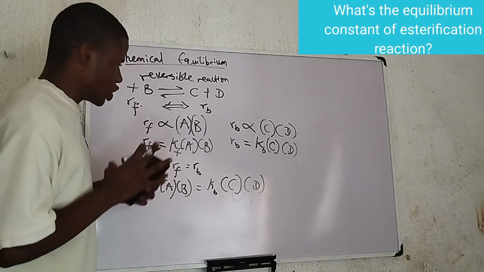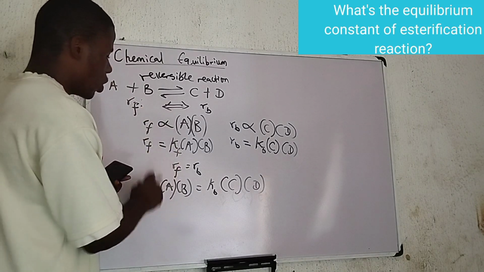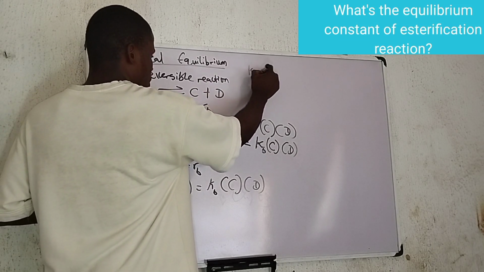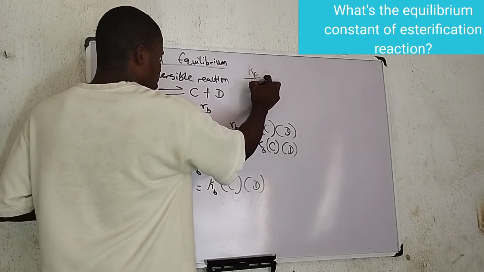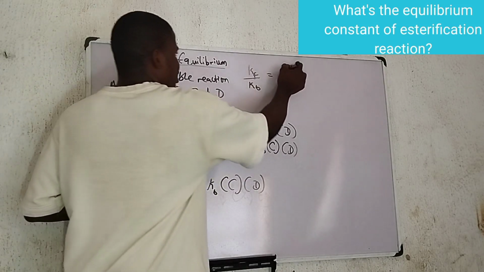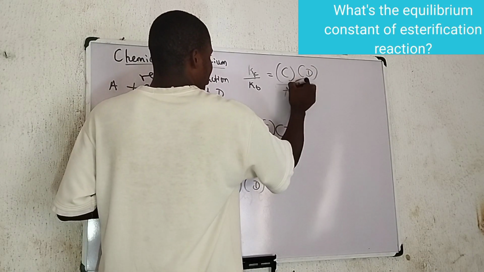Let's make the rate constants come together. If you ever try to make the rate constants come together, what do you do? It means that we have something of this order: KF all over KB. What will it be? It will be equal to C times D all over A times B.